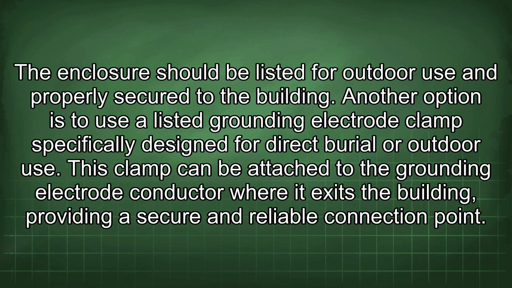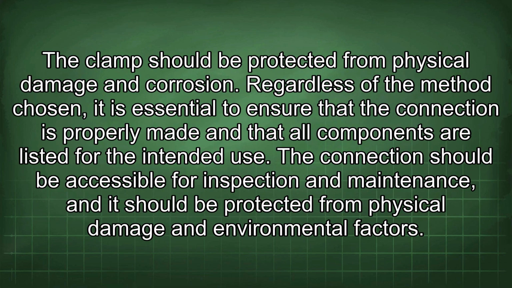Another option is to use a listed grounding electrode clamp specifically designed for direct burial or outdoor use. This clamp can be attached to the grounding electrode conductor where it exits the building, providing a secure and reliable connection point. The clamp should be protected from physical damage and corrosion. Regardless of the method chosen, it is essential to ensure that the connection is properly made and that all components are listed for the intended use.